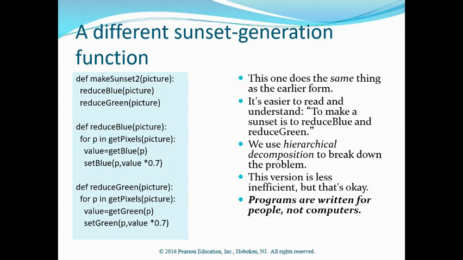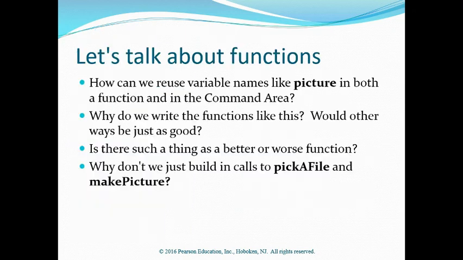Now, we're reducing the blue, so we're going through 100,000 pixels one time. Then we're reducing the green. Now we're going through 100,000 pixels again. So in the end, instead of going through 100,000 pixels that we were once going through, as an example, now we're going through 200,000 pixels. So that's why it's definitely less efficient in that example. But programs are written for people, not computers. So if it's easier to read for you, go ahead and fill your programs with functions, a ton of functions.